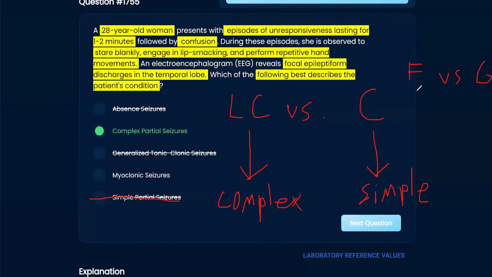Partial means one lobe, is how I remember it. Generalized or diffuse is going to be both lobes. So they tell you one lobe, focal, so it's a partial seizure, and then it's complex because she loses consciousness. Perfect. Yes.